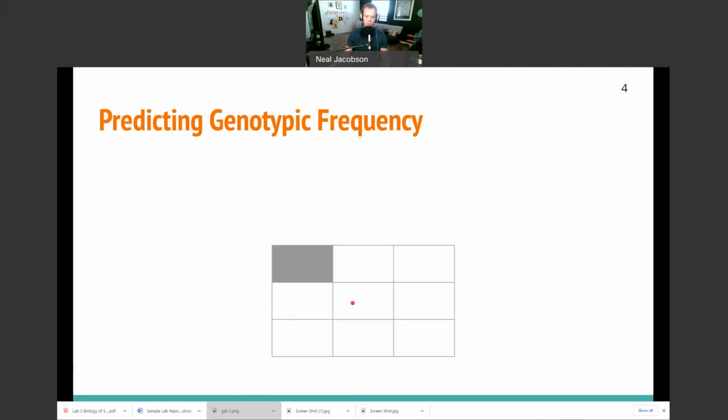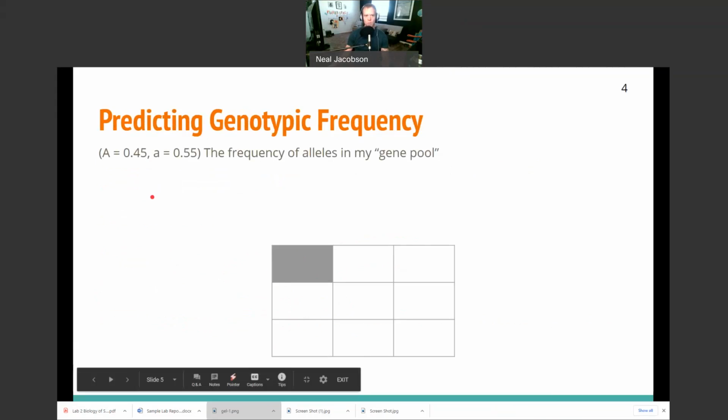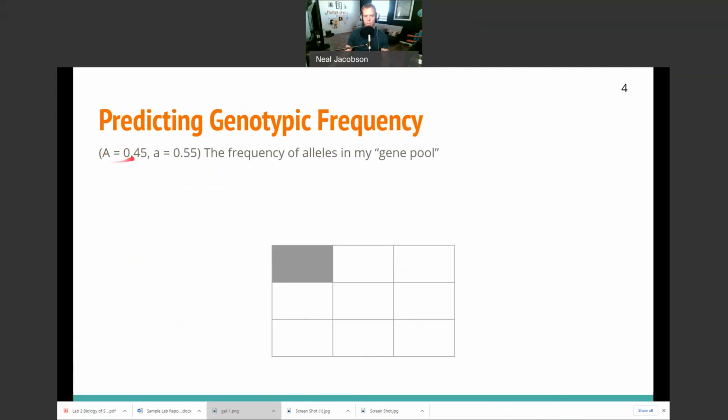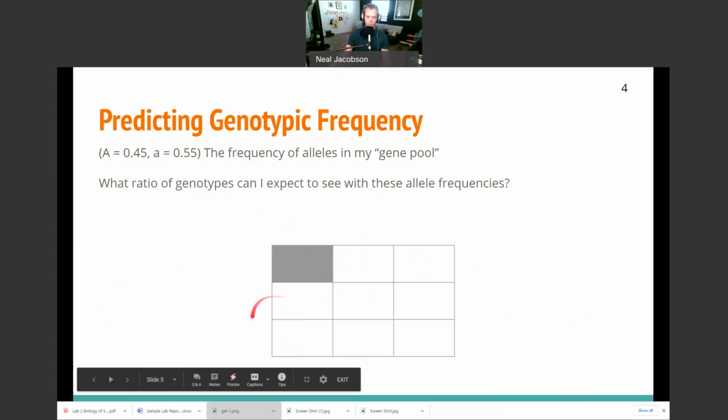And so to understand how we calculate the frequency of each genotype, we place the allele frequencies into a matrix, and that's what we're going to do here. Big A represents the frequency of big A. Little a represents the frequency of little a. And I'm going to plug those two frequencies into my matrix here. So it kind of looks like a Punnett square, but we'll call it a matrix.